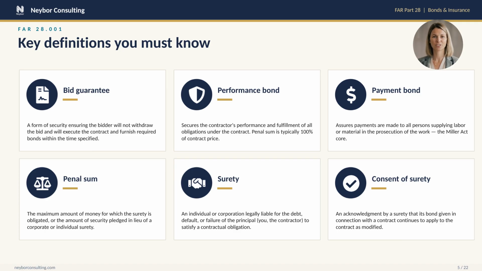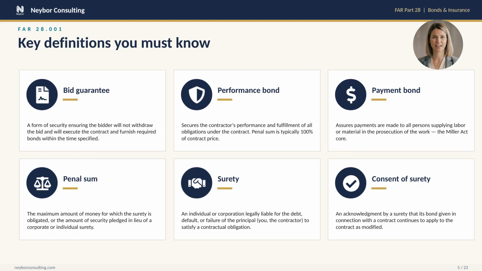A performance bond protects the government if you fail to complete the work. A payment bond protects your subs and suppliers, and indirectly the government, because if subs aren't paid, projects stop. The penal sum is the dollar ceiling of the bond, the most the surety has to pay. For Miller Act bonds, it's 100% of the contract price.